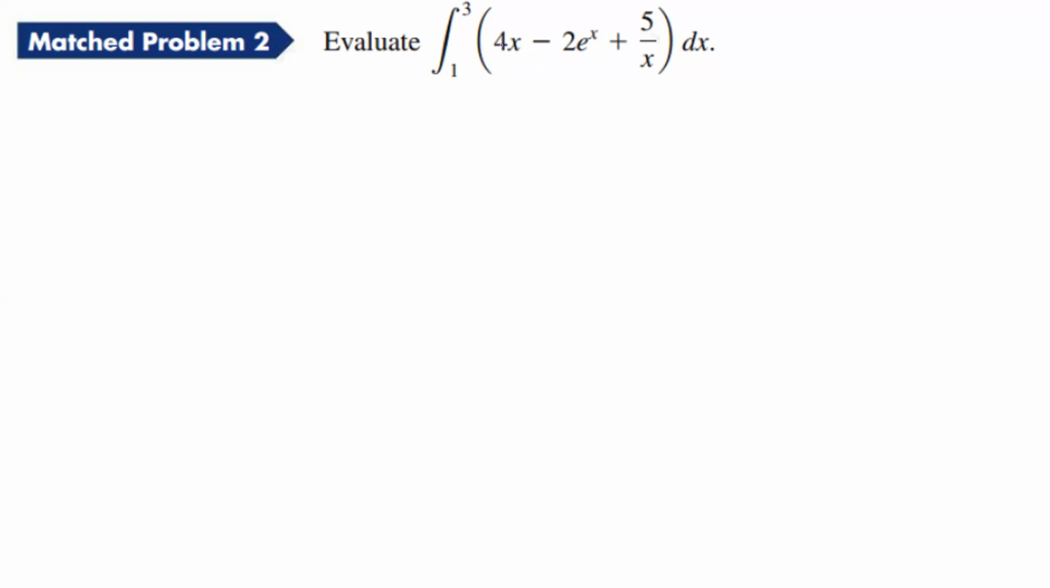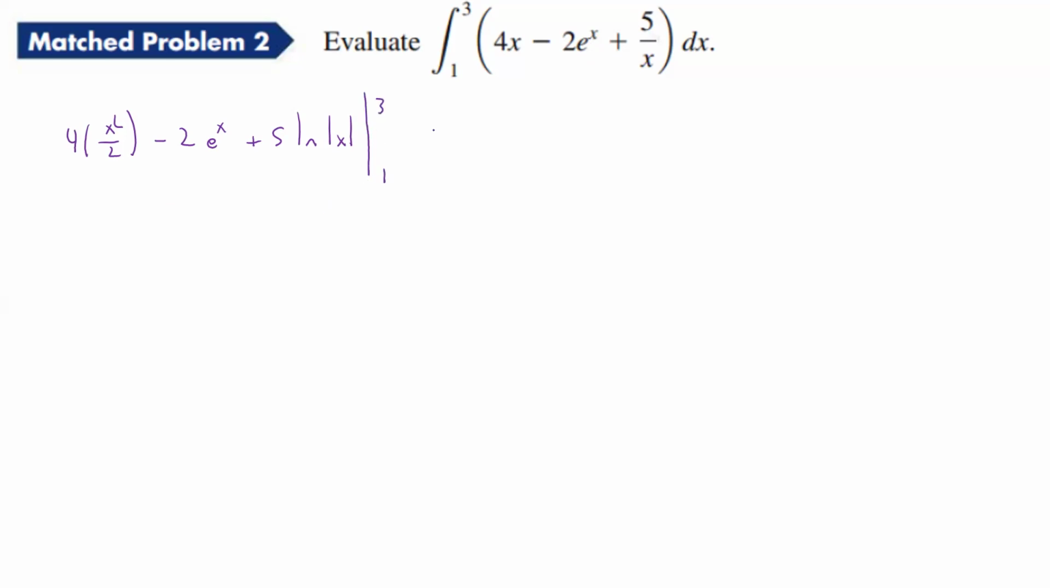First off, we know we can pull out the 4. Then we're going to have x squared over 2, right? Now minus 2, we can pull it out. The antiderivative of e to the x is e to the x. So far, so good. Now let's pull out the 5. Now we have 1 over x, and the antiderivative of that is the ln absolute value of x. And with our notation, we evaluate that from 1 to 3.